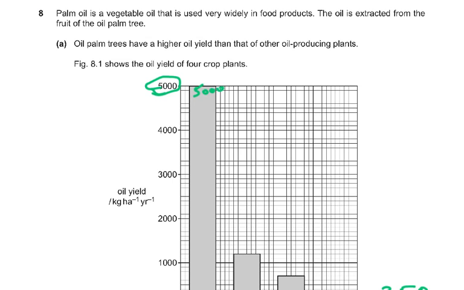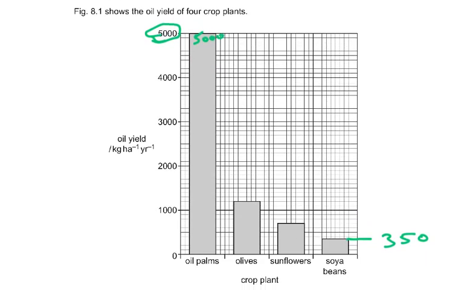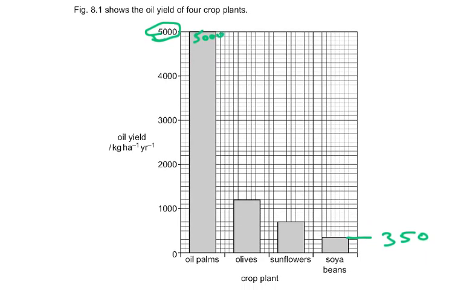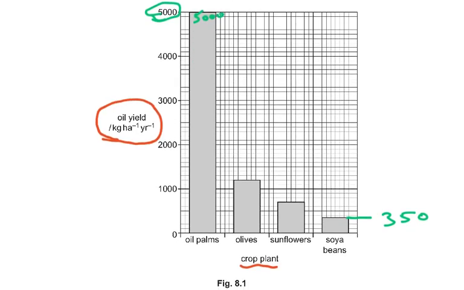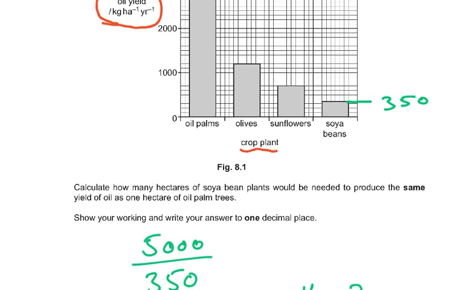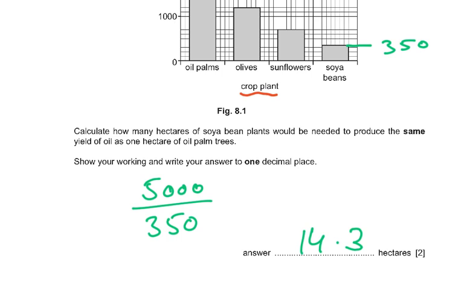To question number 8, and we read this very carefully. Palm oil is a vegetable oil that is used very widely in food products. The oil is extracted from the fruit of the oil palm tree. Oil palm trees have a higher oil yield than other oil producing plants. Figure 8.1 shows the oil yield of 4 crop plants: oil palms, olives, sunflowers, and soya bean. Here we have oil yield in kilograms per hectare per year, and here we have the crop plant. Read the graph very carefully, and then go on to the question. Calculate how many hectares of soya bean plants would be needed to produce the same yield of oil as 1 hectare of oil palm tree.